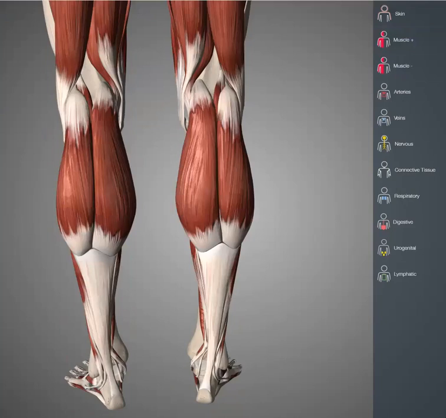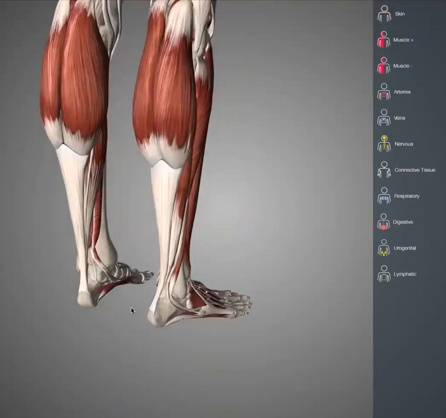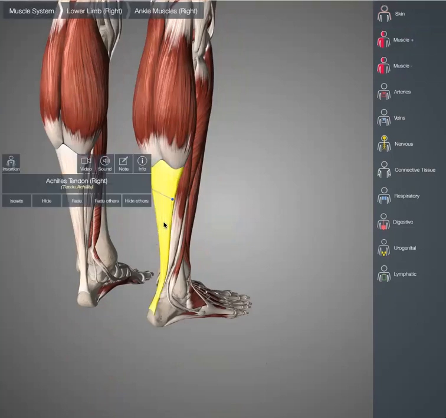First, the superficial compartment. There are 3 muscles in the superficial compartment of the posterior leg, and they all insert into the calcaneus. You can see here. And this is by this tendon, the Achilles tendon, okay?